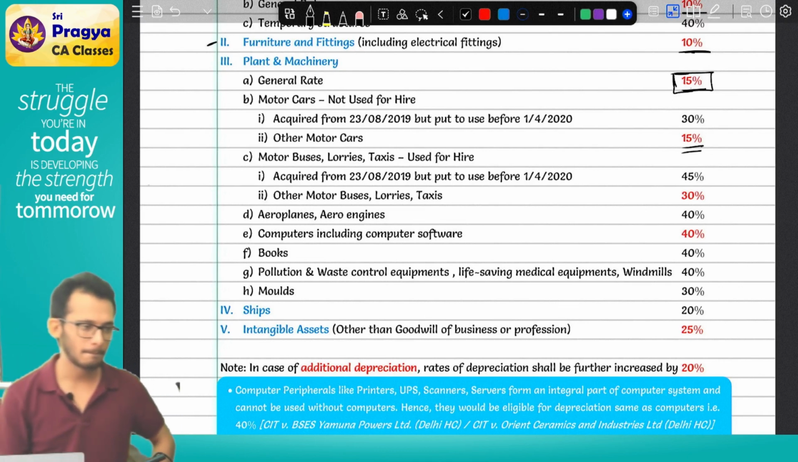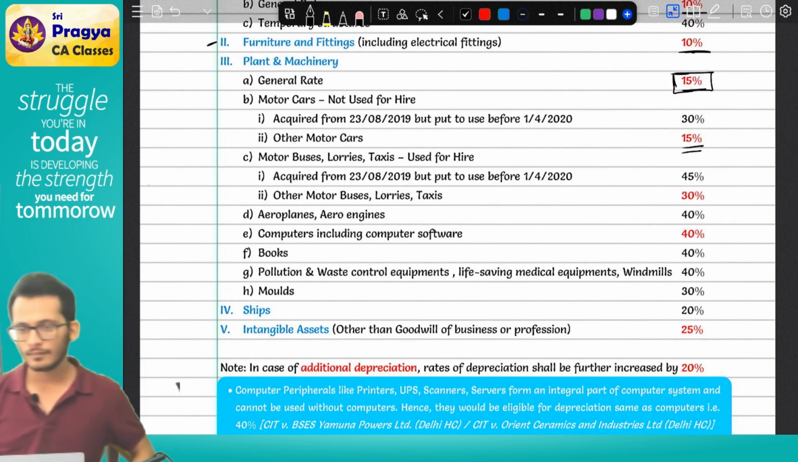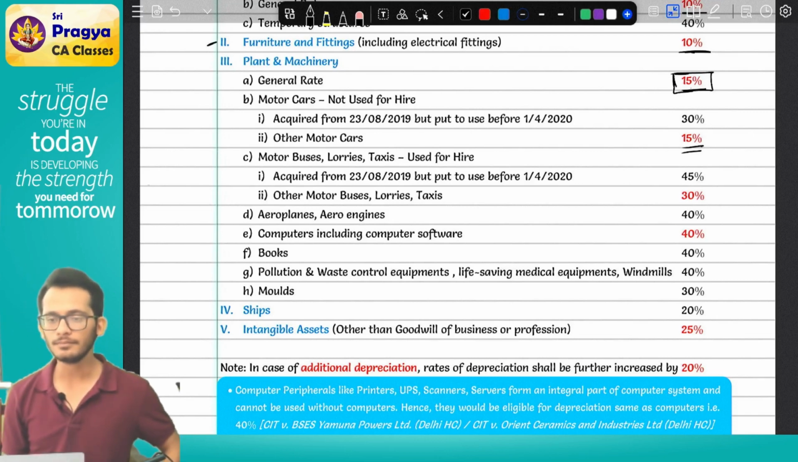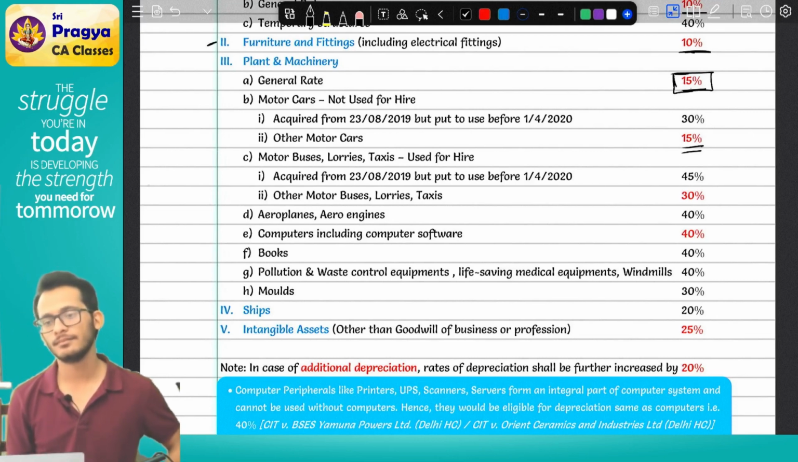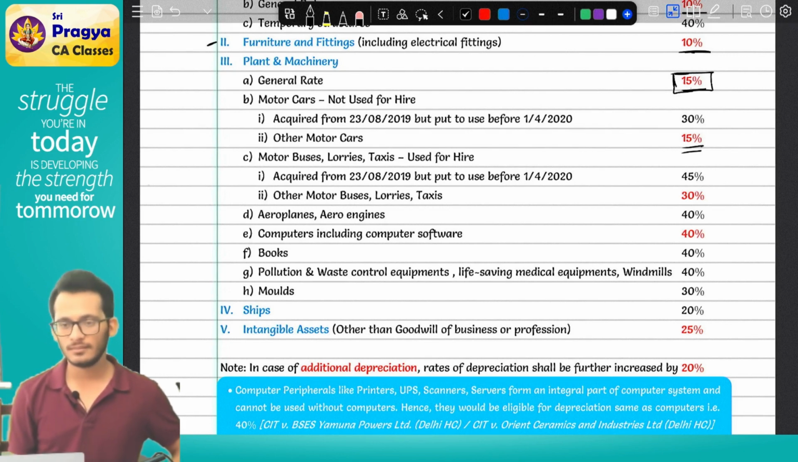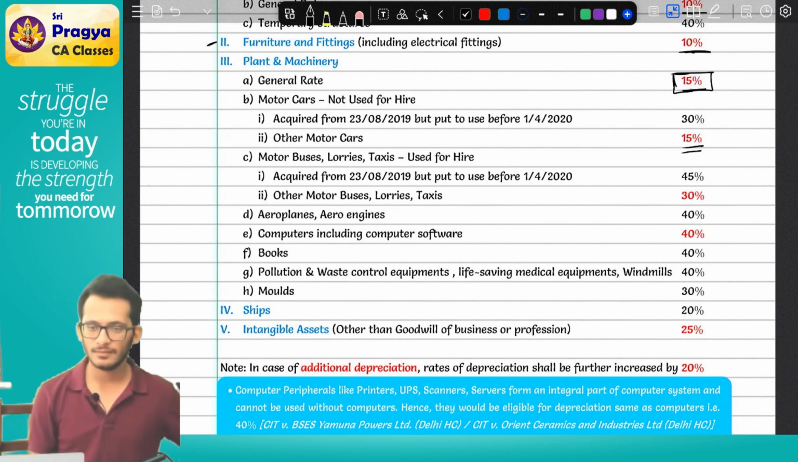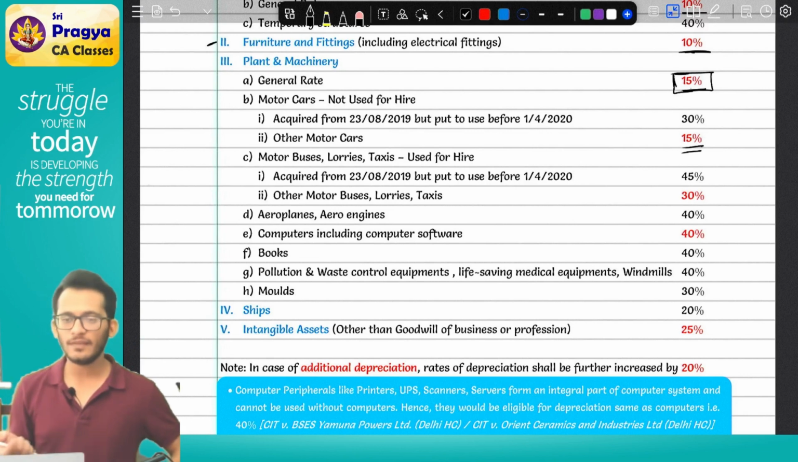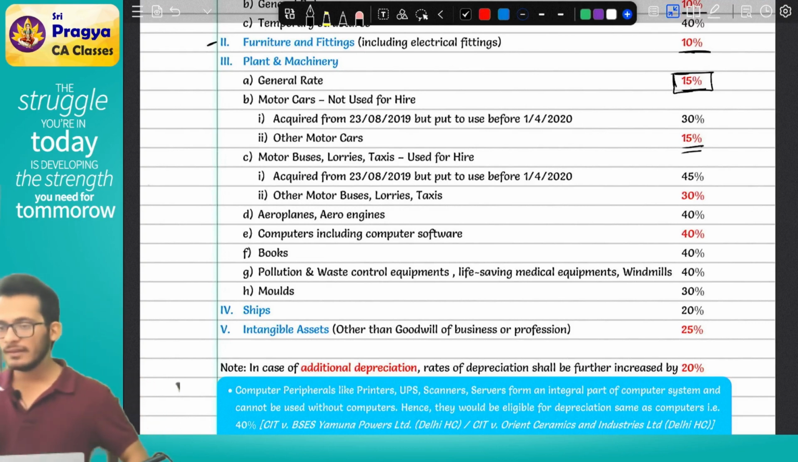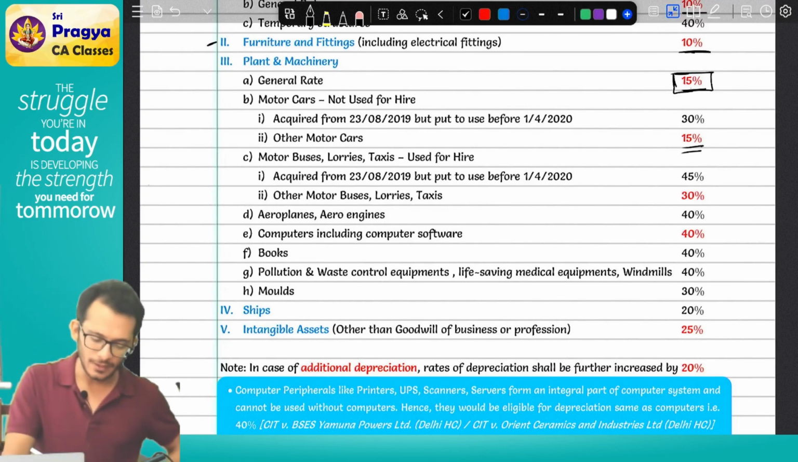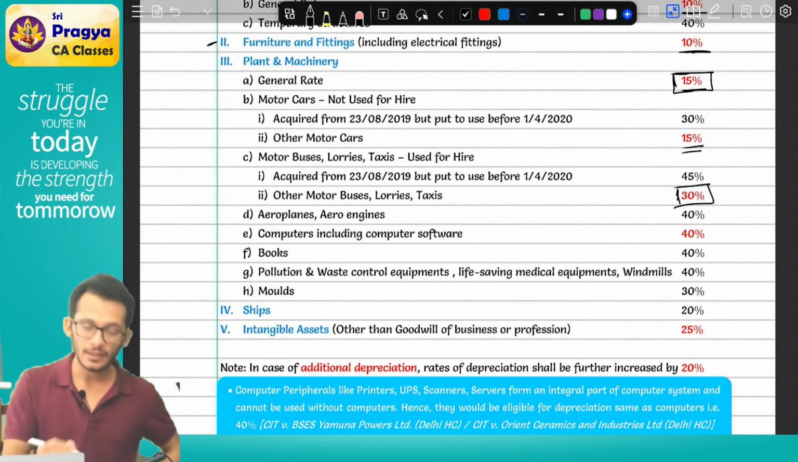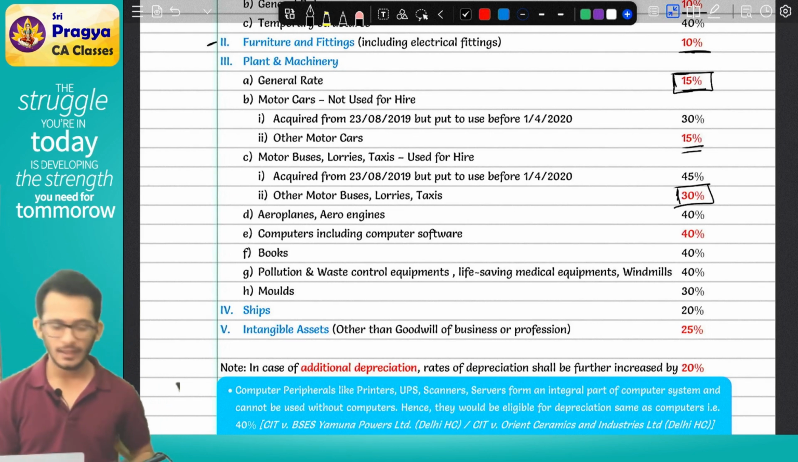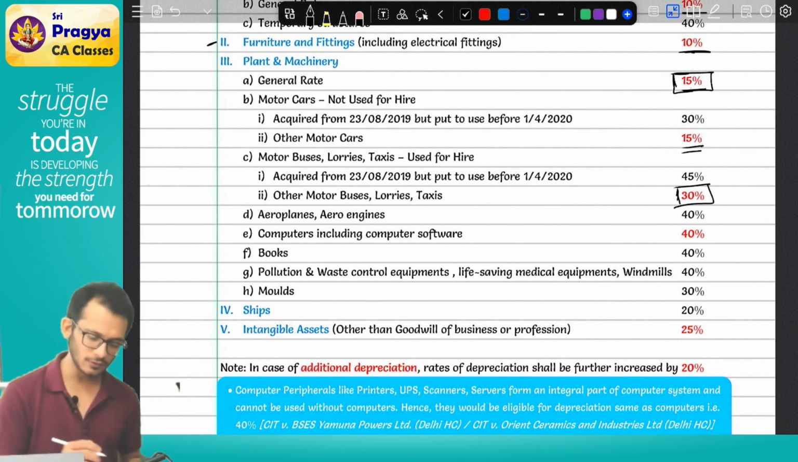Example: Ola, Uber, Fast Track. All these people have cars, and they are giving them to their drivers for driving. So this is called motor cars given on hire. Motor car given on hire will be at the rate of 30%.